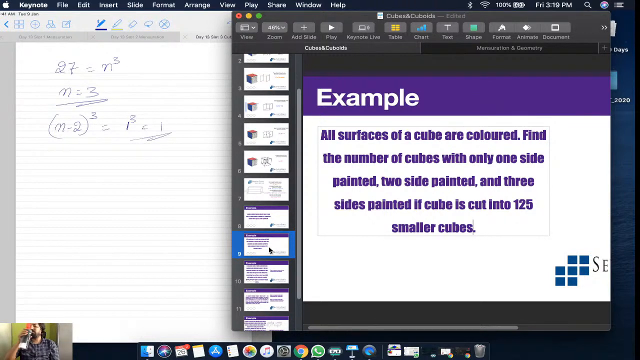All surfaces of a cube are colored. Find the number of cubes with only one side painted, two sides painted, and three sides painted, if the cube is cut into 125 smaller cubes.